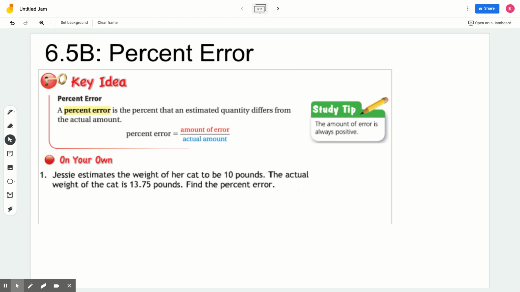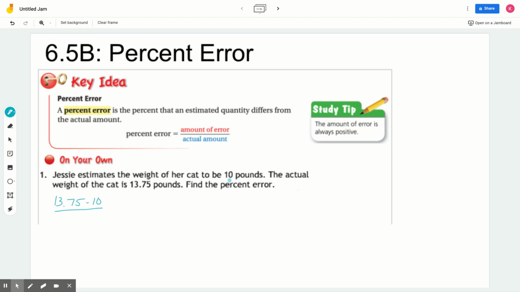So for number 1, it says Jessie estimates the weight of her cat to be 10 pounds. The actual weight of the cat is 13.75 pounds. Find the percent error. So in order to find the percent error, we first need to find the amount of error. So we're going to subtract our two pieces of information. We are going to take that difference, the answer to our subtraction, and divide it by the actual amount.